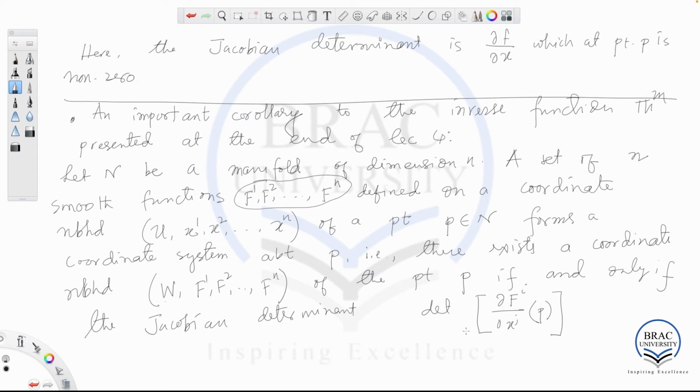So this whole thing is a matrix, right? It's an n times n matrix. I runs from 1 to n, so does j. So if and only if the Jacobian determinant is non-zero.